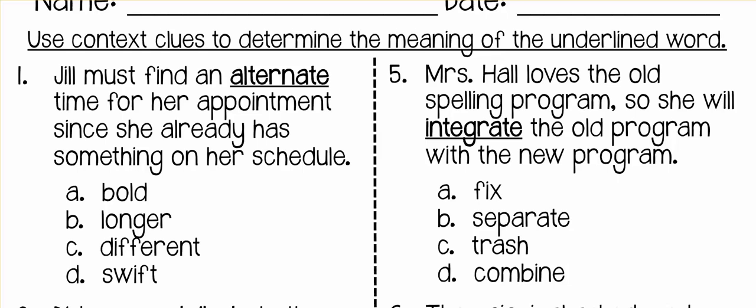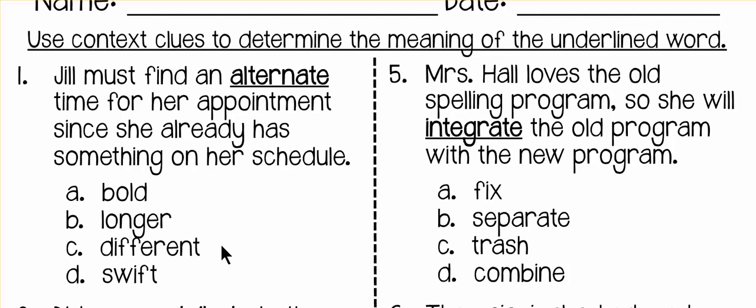Okay, let's talk about what some of these answers are and why those are the answers. So for number 1 here, and I'll use my mouse, it'll make this little circle so it's easier for you to see. It says Jill must find an alternate time for her appointment since she already has something on her schedule. For this one, your context clue is since she already has something on her schedule. So we know she must find an alternate time for her appointment. She's already got something on her schedule, so that means she's going to have to find something different.